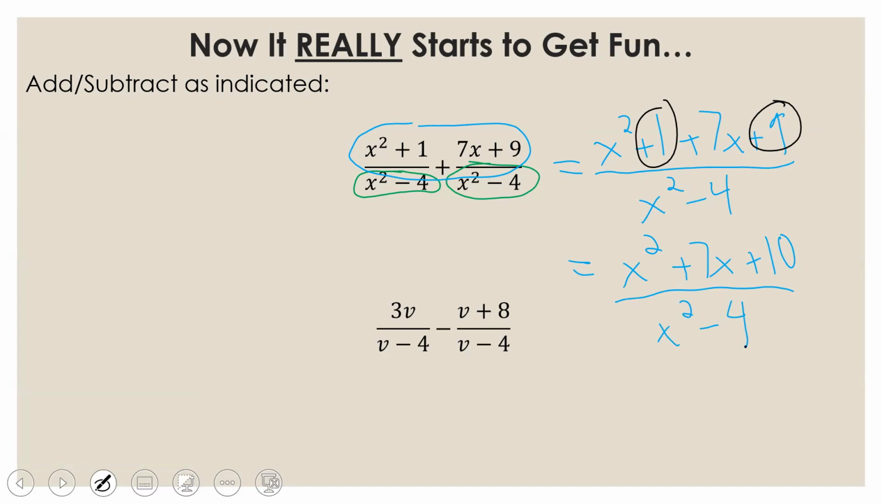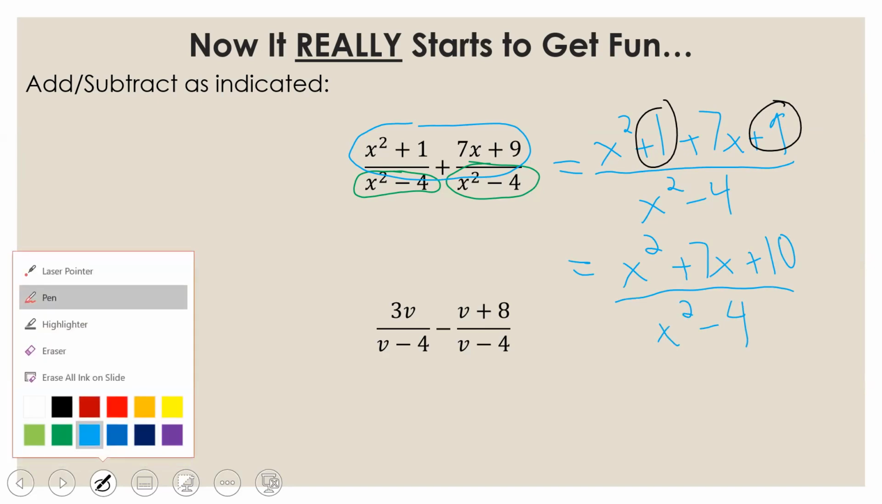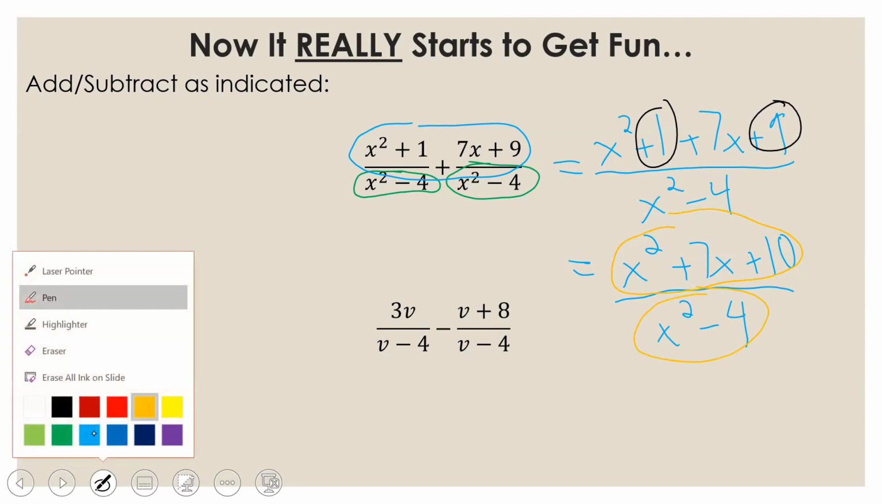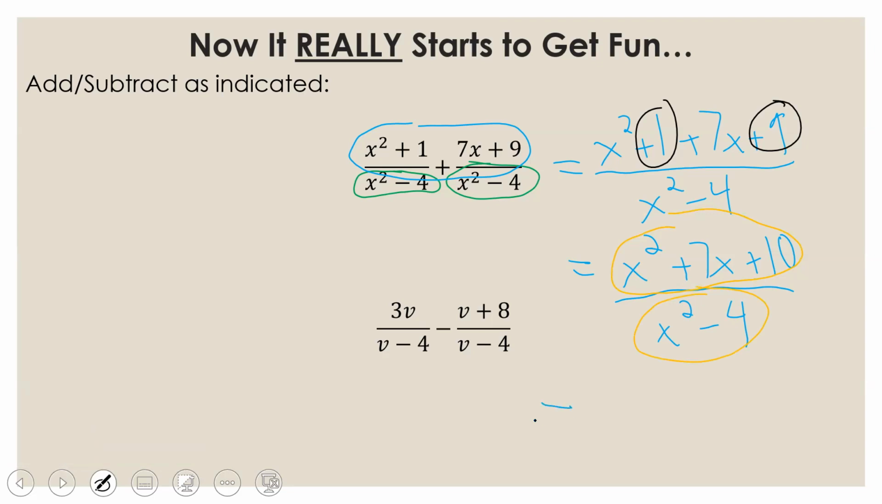Now we could stop here, but in some cases it'd be helpful to continue on. And so what we might do is look and see if our numerator and denominator factor. And it turns out that they do. In this case, on the top, we can unfoil, and that would become x plus 5 times x plus 2.